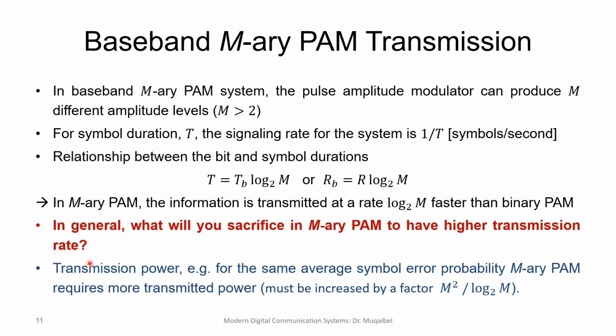In general, what we will sacrifice in M-ary communication depends on what kind of modulation you have. If you use pulse amplitude modulation, then you get a higher data rate, but if you want to keep the same amount of error, you need to pay the price in terms of power, as you already know. So the increase in power factor will be M squared divided by log base 2 of M. That's a rough number. So there is advantage, there is disadvantage. And that's specifically for the case of PAM.